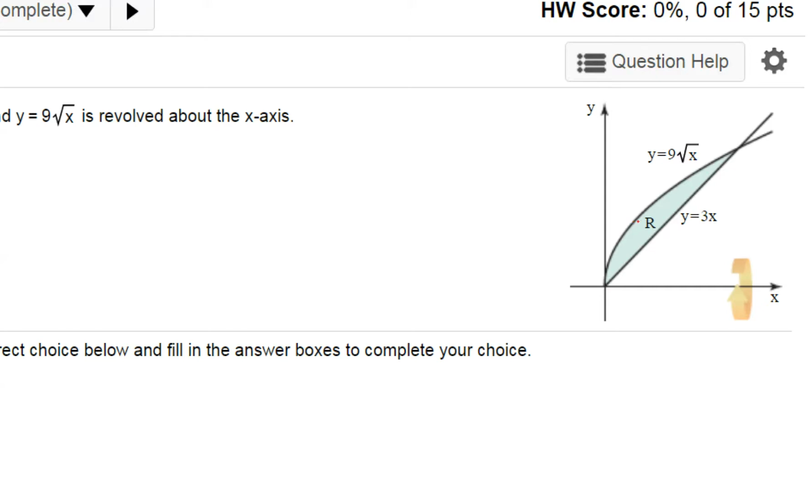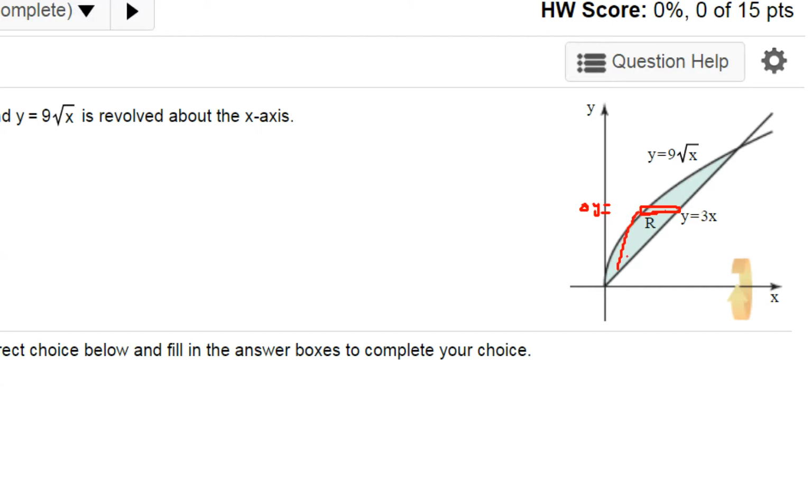Let's first try dy, integrating with respect to y. That means we need to draw a Riemann slice horizontally so that we create a slice that has the width delta y, right? That's how we get the dy. And rotate this slice about the x-axis to see if it will create a washer or not. If it creates a washer, you're on the right track because the question is asking us to use the washer method.